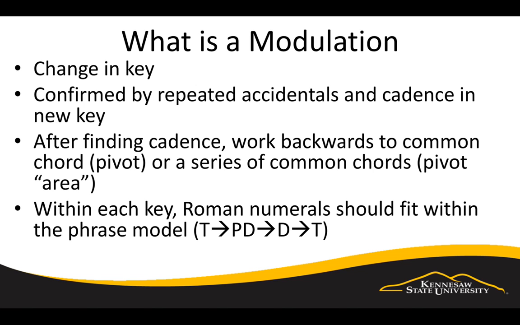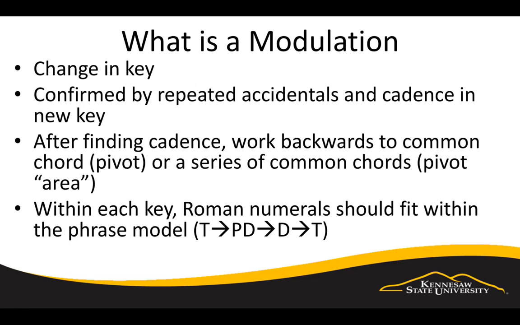So for instance, if we're going from C major into G major, you should generally have more than one F sharp, or the leading tone of G. After finding the new cadence, work backwards to a common chord, called the pivot, or a series of common chords called a pivot area. So between C major and G major, you could have 1, 2, 3, or 4 chords that will be unaltered in both keys, in C major and in G major.